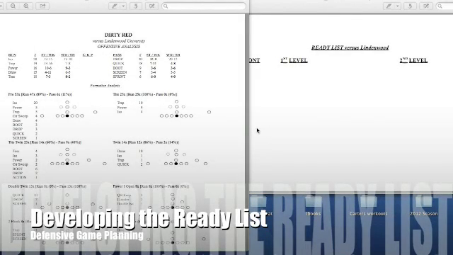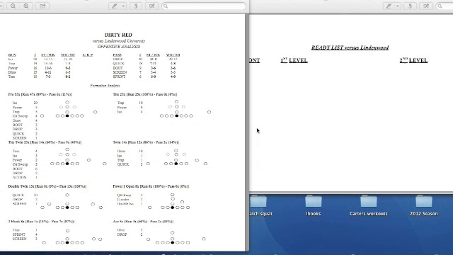The single most important part of the defensive game plan process that we used, I'm going to walk through that today. I'm going to look at two different things. The first you can see here is our offensive analysis, formation analysis.